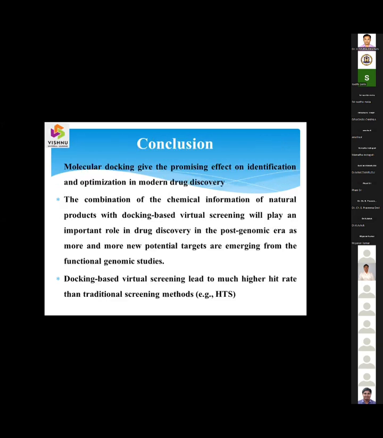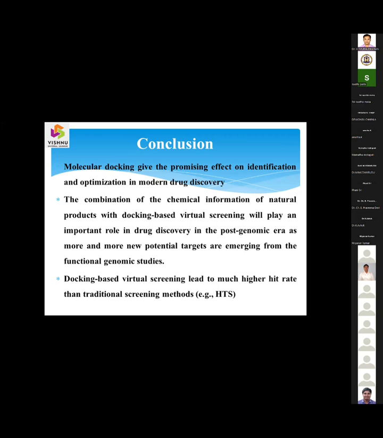So coming to the conclusion, molecular docking shows a promising effect in identification and optimization in modern drug discovery. The combination of the chemical information of natural products with docking-based virtual screening will play an important role in drug discovery in the post-genomic era, as more and more new potential targets are emerging from the functional genomic studies.